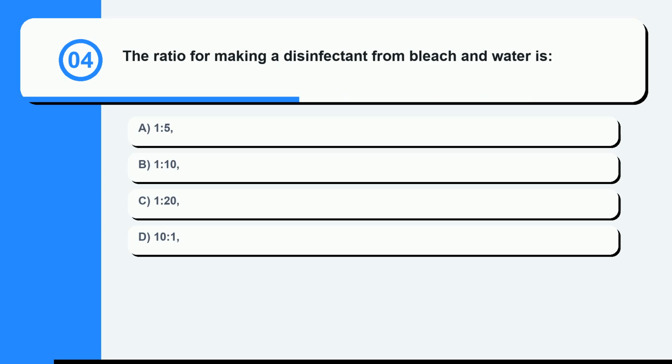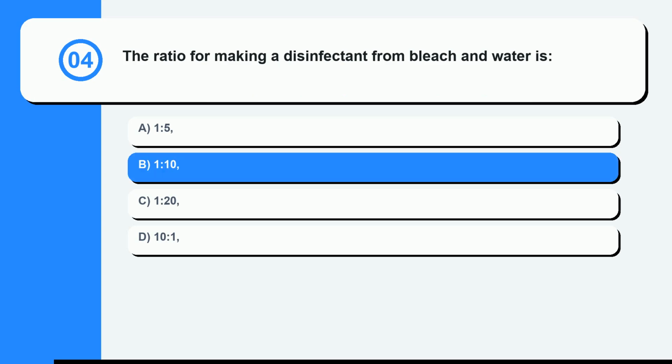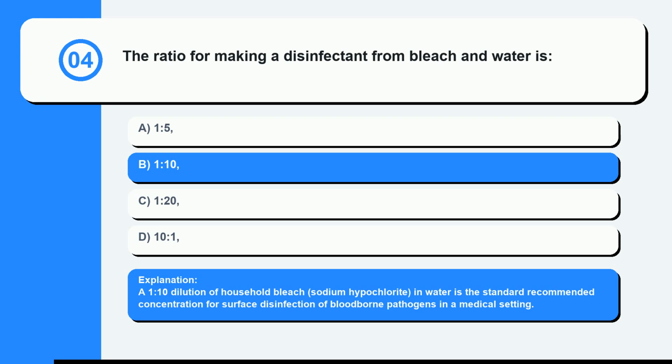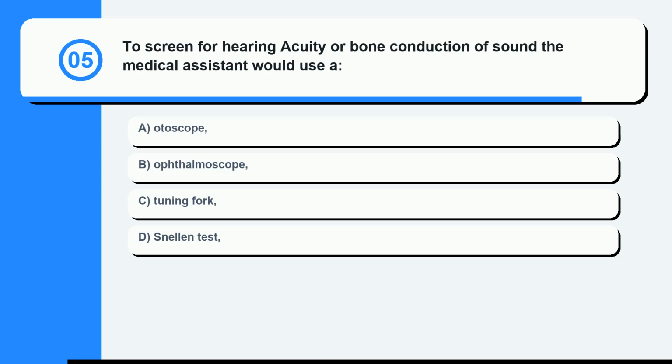Question 4. The ratio for making a disinfectant from bleach and water is A. 1:5, B. 1:10, C. 1:20, or D. 10:1. The correct answer is B. 1:10. A 1:10 dilution of household bleach, sodium hypochlorite, in water is the standard recommended concentration for surface disinfection of bloodborne pathogens in a medical setting.